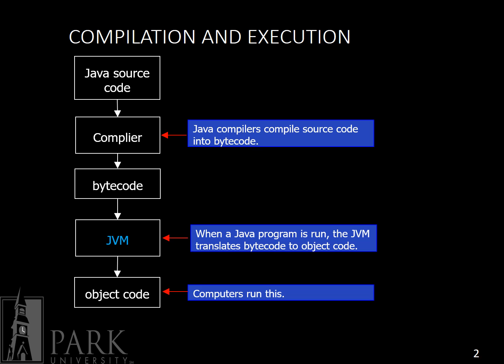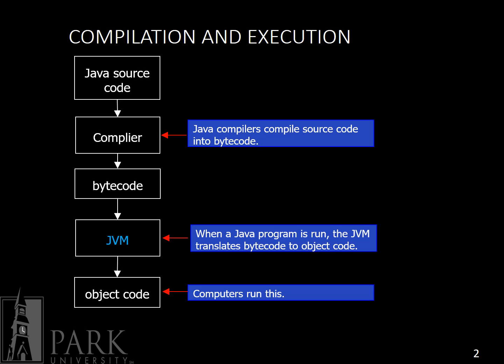We take the Java source code, we feed it into a compiler, which spits out bytecode. That JVM then interprets or translates the bytecode into object code, which is actually run by each computer. And again, Java is a little bit different from, say, something like C++, because when we write our source code, this bytecode is system agnostic. It doesn't care whether you're on a Mac or a Linux machine or whatever else.